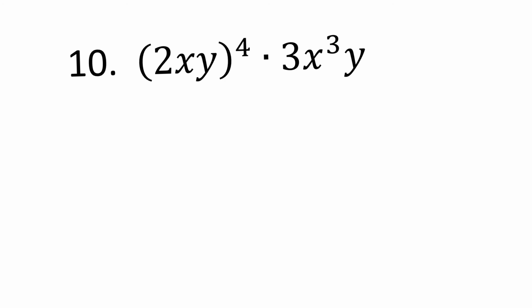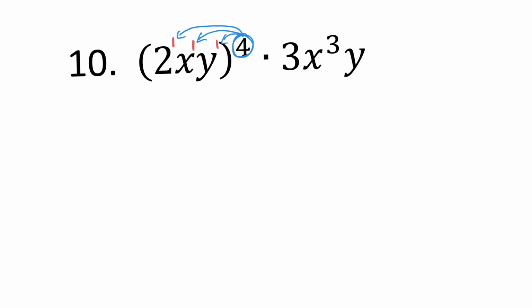Number 10 is a little bit more work because we do have a monomial inside the parentheses with an exponent outside. And then we're going to multiply by another monomial over here. So first, you need to multiply the exponent outside the parentheses times the exponents inside of the parentheses. So remember, 2 has an exponent of 1, x has a 1 exponent, and the y also has a 1. So I am going to multiply the 4 times the 1 for the 2, the x, and the y.